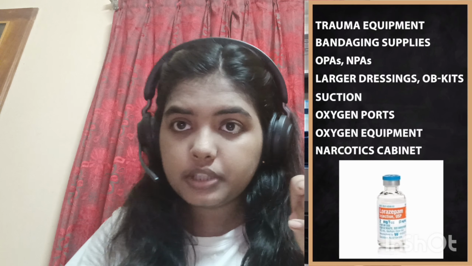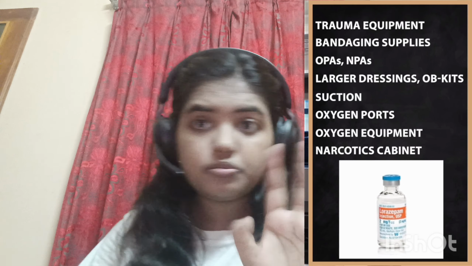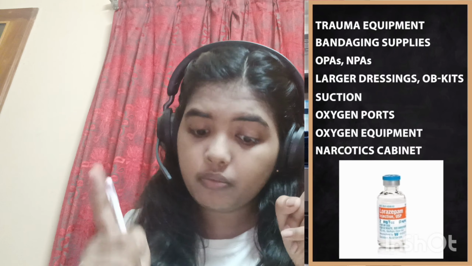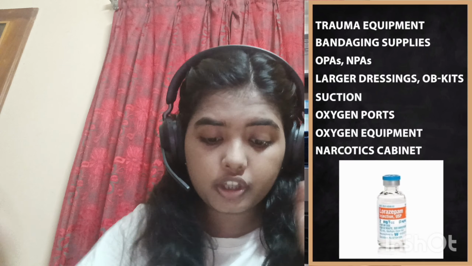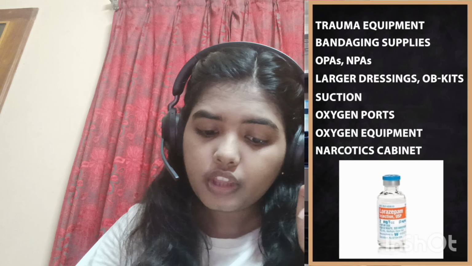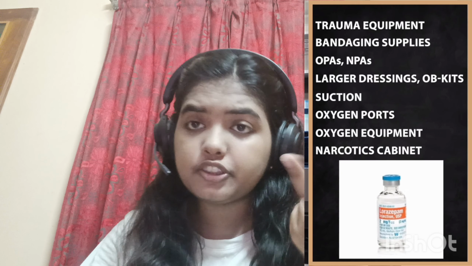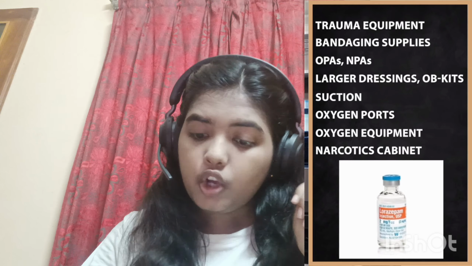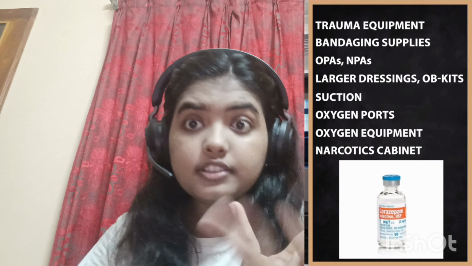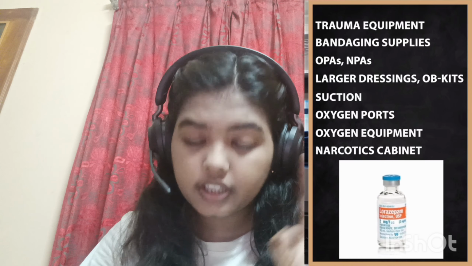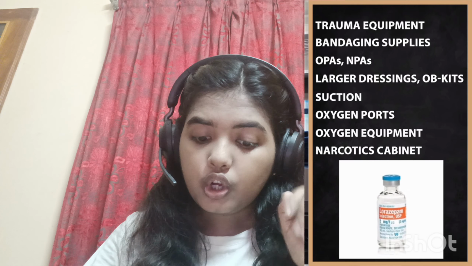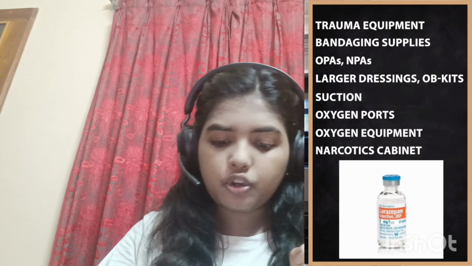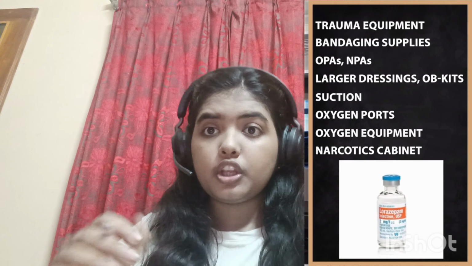Now, what is present there is trauma equipment. If anybody is in an accident, there would be trauma equipment in the ambulance, and I'm talking about foreign ambulance services, not India. Bandaging supplies are obviously needed to stop the bleeding. Larger dressings, OB kits. OB kits are for a patient with a child, so I'm talking about pregnant patients. Oxygen equipment and a narcotics cabinet will be there. So these are present in foreign ambulances.